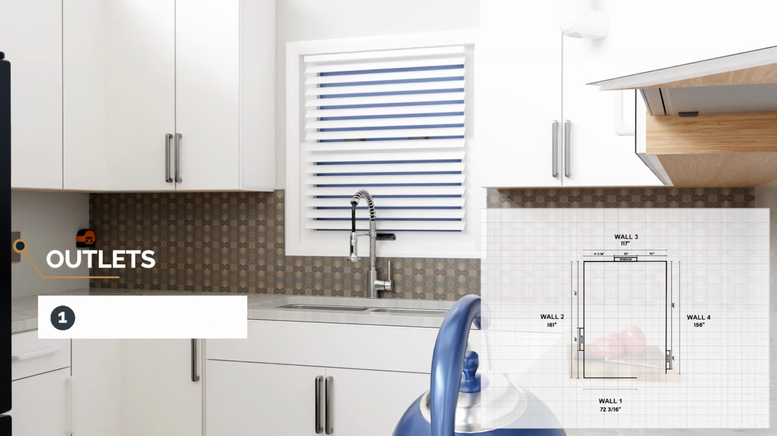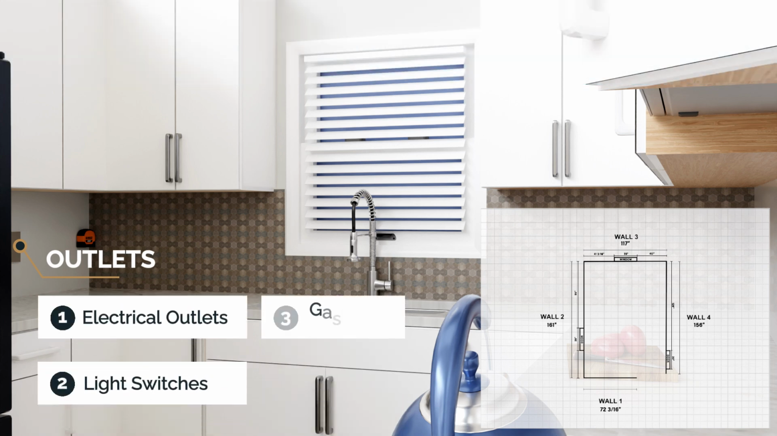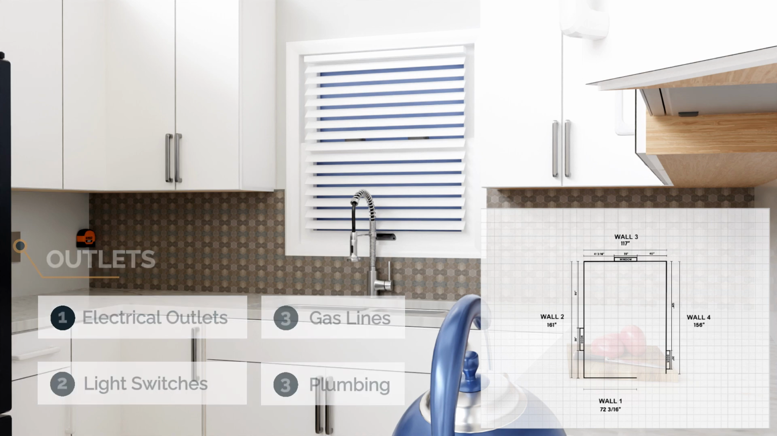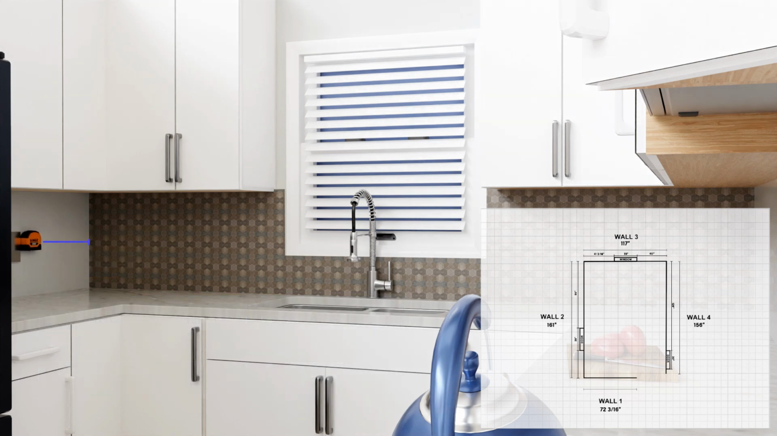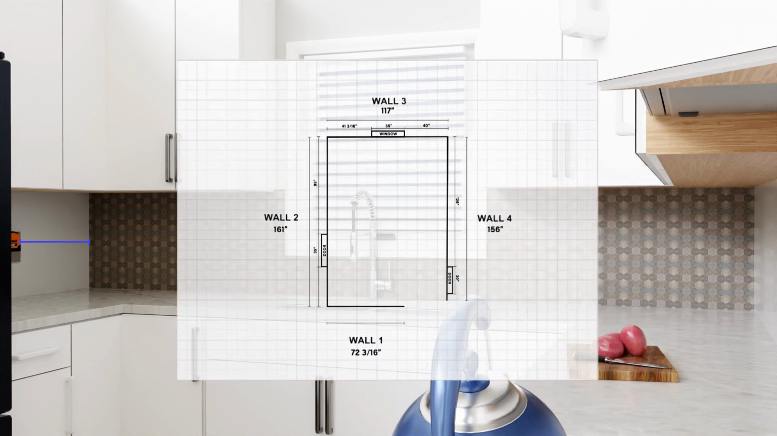Now we need to log the measurements for anything that might get in the way of the cabinets. This includes things like electrical outlets, light switches, gas lines, and plumbing. Always measure from the nearest corner or end of the wall to the edge of each fixture. You'll also need to include the location and width of your appliances.